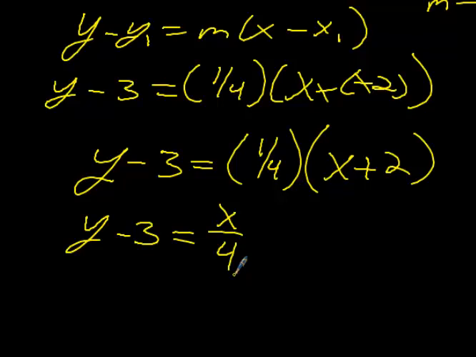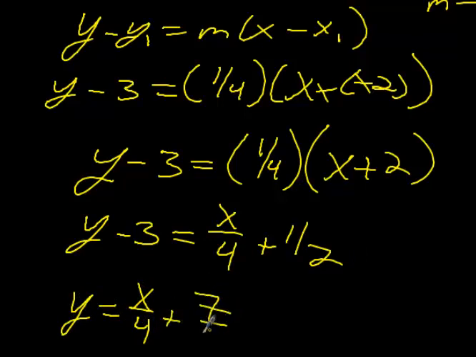What's 1/4 times 2? 1/2. Okay, now how do I get y by itself? Add 3, so I'm going to get y equals x over 4 plus 7 over 2. Or, if you want to, y equals 0.25x plus 3.5.